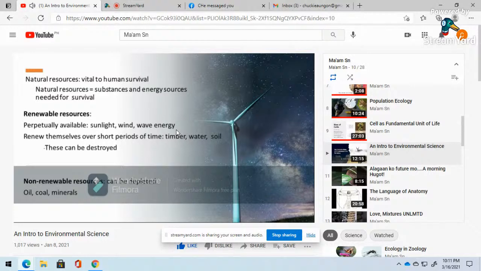We have two categories, the renewable and the non-renewable. Renewable resources are perpetually available, like for instance sunlight, wind, and wave energy, or renew themselves over short periods of time, like timber, water, and soil. Take note, renewable resources are resources that can be destroyed. The non-renewable resources are the resources that can be depleted easily. For instance, we have oil, coal, and minerals.